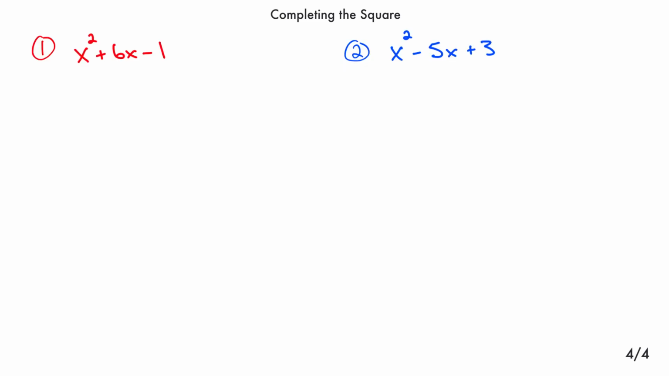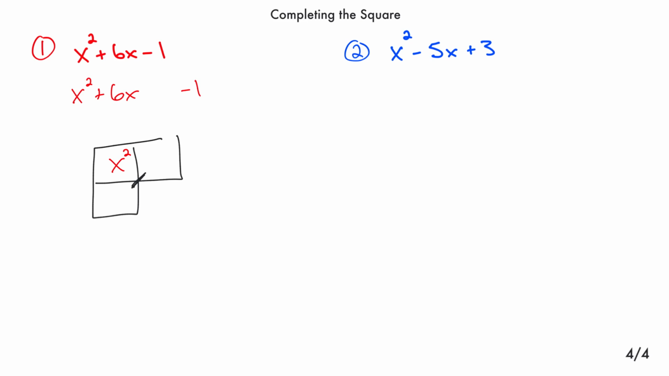Problem number 1, I have x squared plus 6x minus 1. All right, I'm going to rewrite it as x squared plus 6x, leave a little blank for the number I'm eventually going to write there. Then I'm going to put the minus 1. I'm going to draw the area model with the bottom right portion missing. The x squared goes in the top left box.